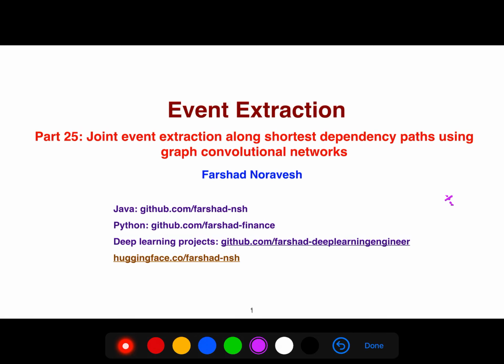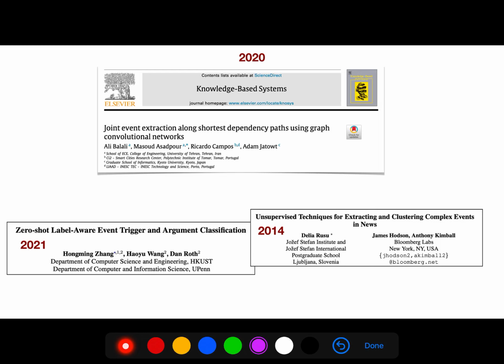Alright, so in this video I'm going to be talking about another approach for event extraction, and we are using graph neural network because when we want to leverage dependency parsing, this syntactic information, first we need to create this adjacency matrix. So we model it with graph neural network, and then we train it jointly for event extraction. So I'm gonna be focusing on this paper in 2020.